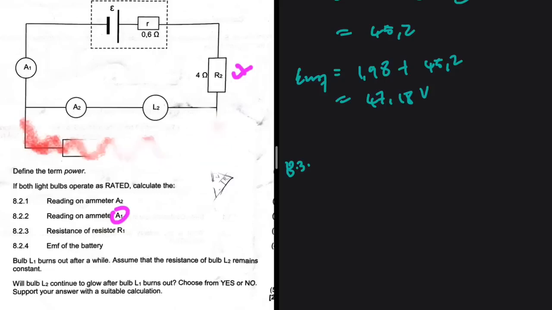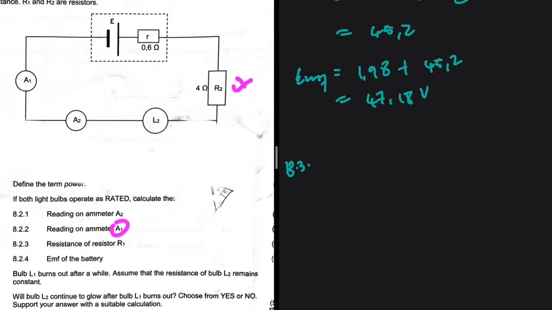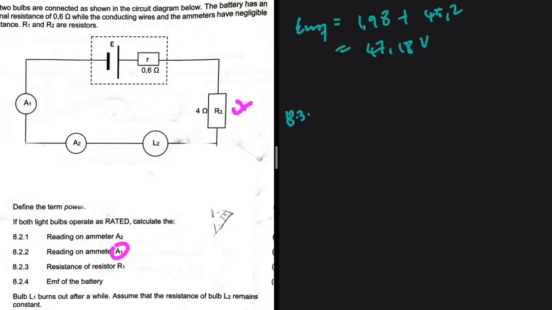So this path is gone. That path is gone. We can forget about that path. Okay, so even if that path is gone, there are some things that are still true. The internal resistance is still 0.6. The EMF is still 47.18. This is still true.